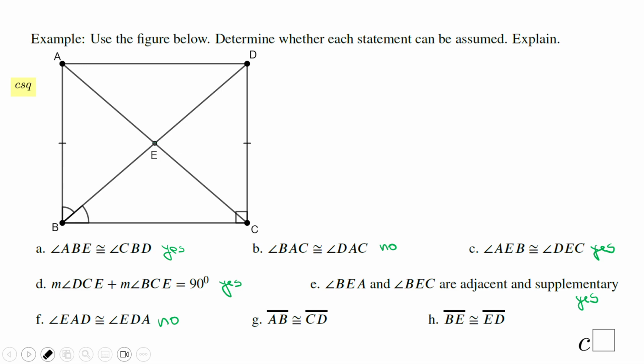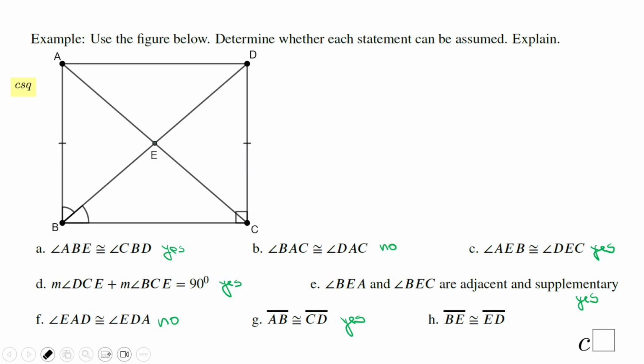Okay, and let's go to the next statement. The segment AB congruent with segment CD. AB, oh, it's already marked. You see it, and CD. Are these two congruent? Yes, they are marked on the picture. We can assume that. And let's go to the last statement.